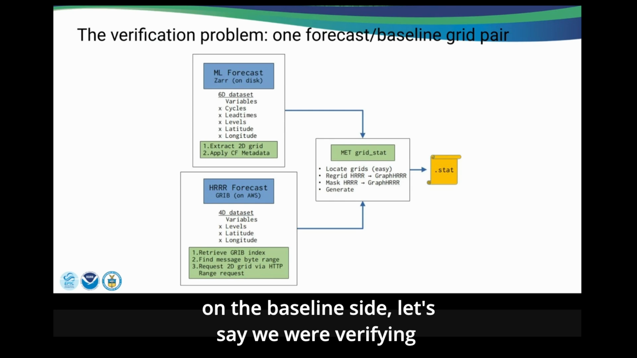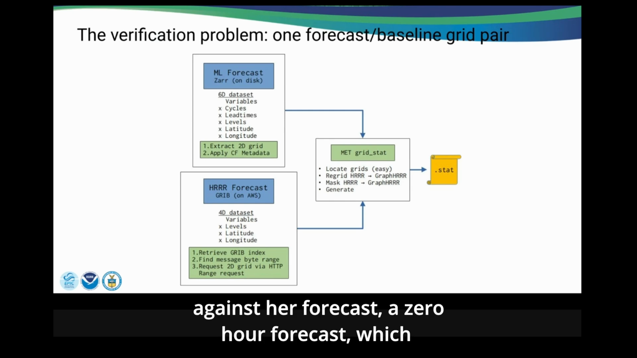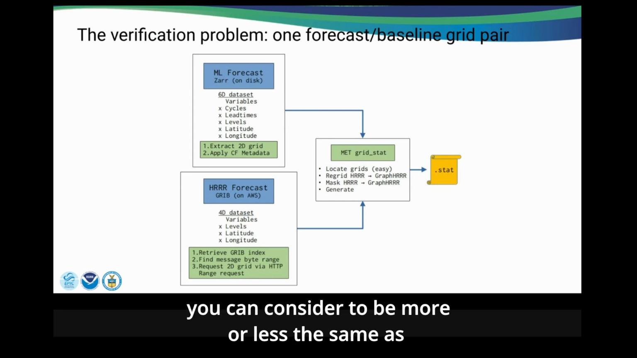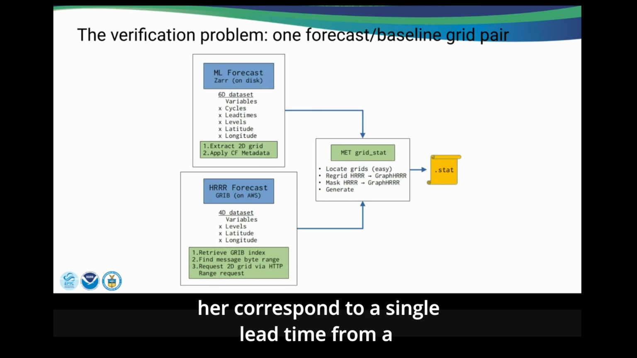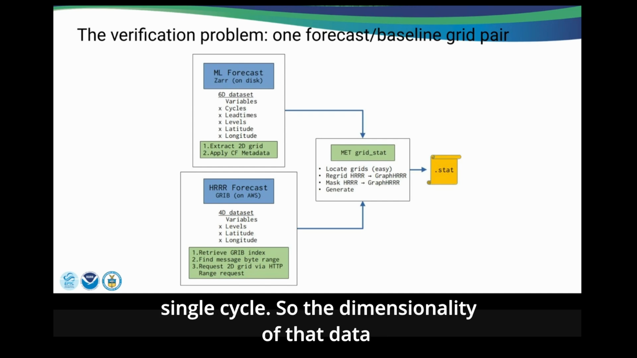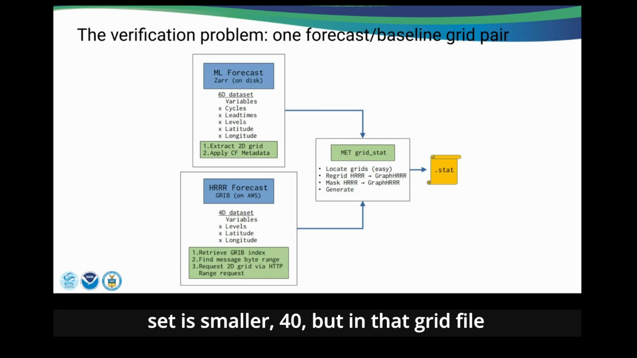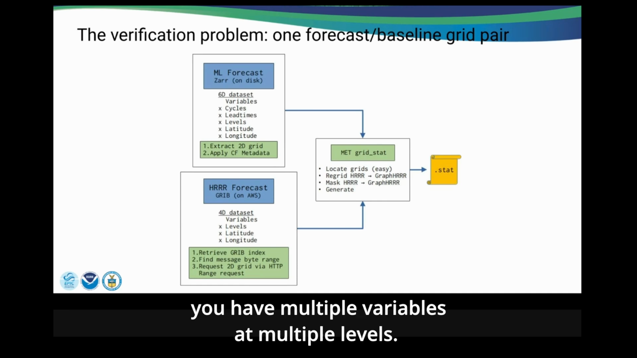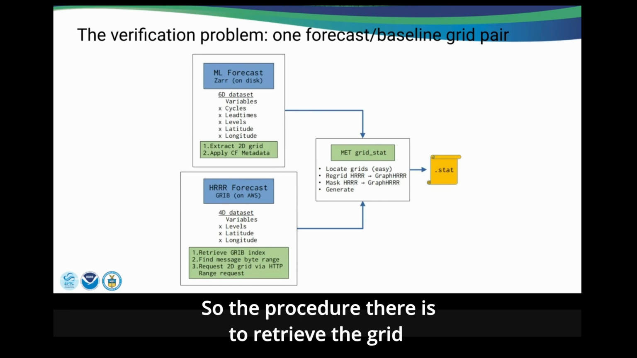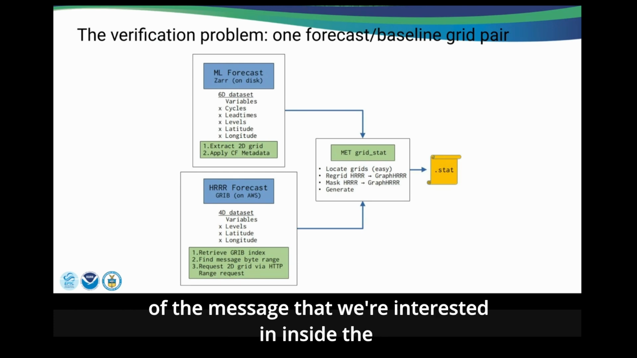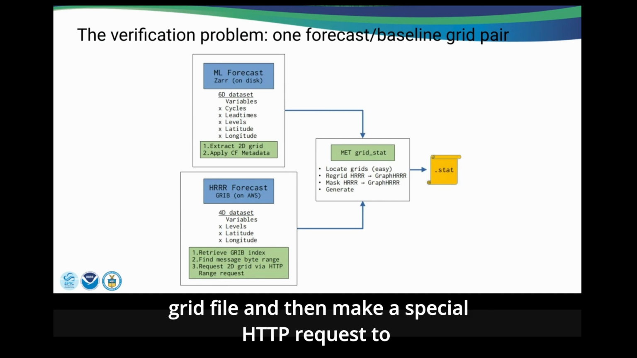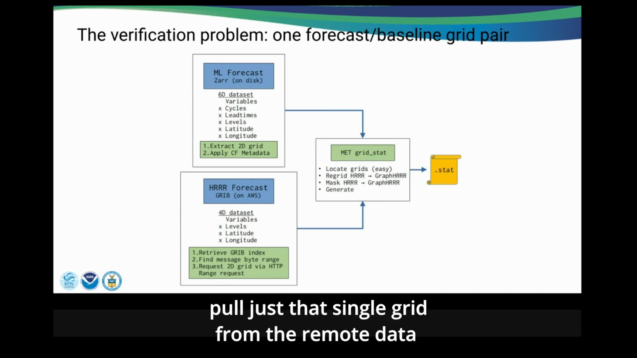And then on the baseline side, let's say we were verifying against a HRRR forecast, a 0-hour forecast, which you can consider to be more or less the same as analysis. The GRIB files that are available for HRRR correspond to a single lead time from a single cycle. So the dimensionality of that data set is smaller, but in that GRIB file, you have multiple variables at multiple levels. So the procedure there is to retrieve the GRIB index. That allows us to find out the byte range of the message that we're interested in inside the GRIB file, and then make a special HTTP request to pull just that single grid from the remote data source.